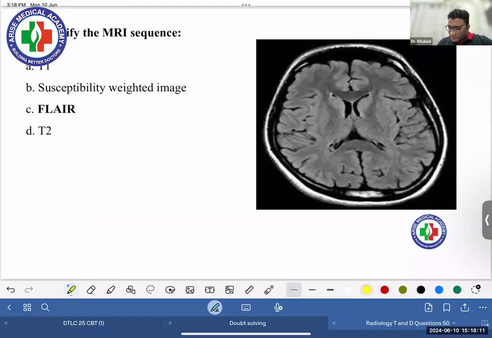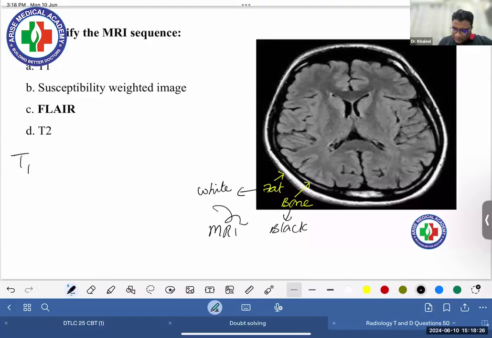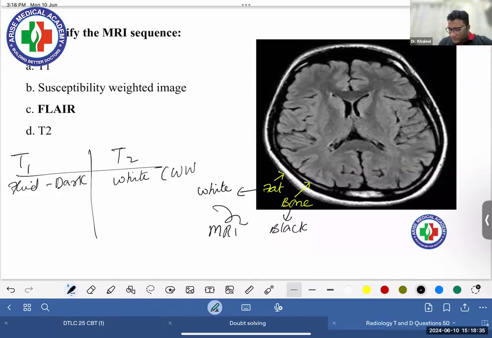First of all, you should know that the fat is white and the bone is black. The bone is dark. If the fat is white and the bone is dark, this is MRI. This tells you it is MRI. Fluid will be dark in T1 and white on T2. World War II: water is white on T2.